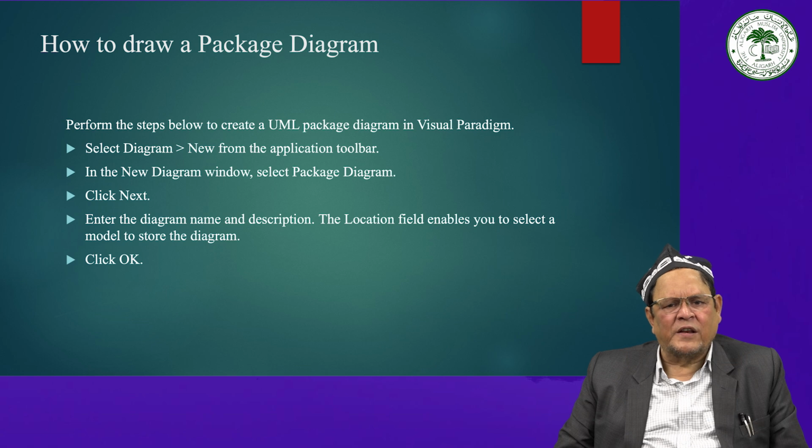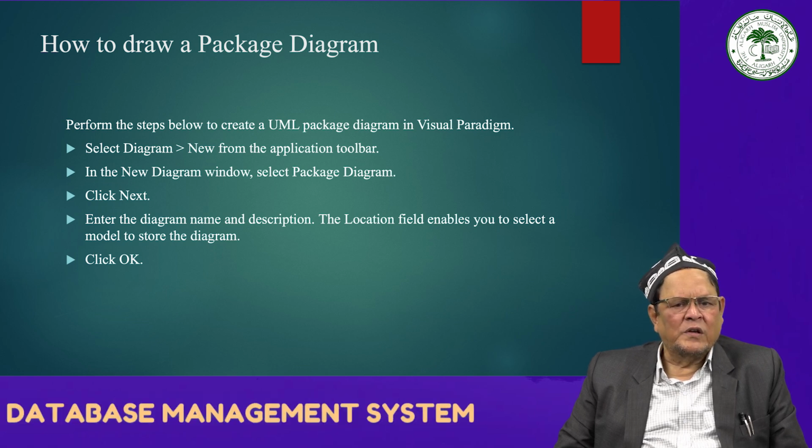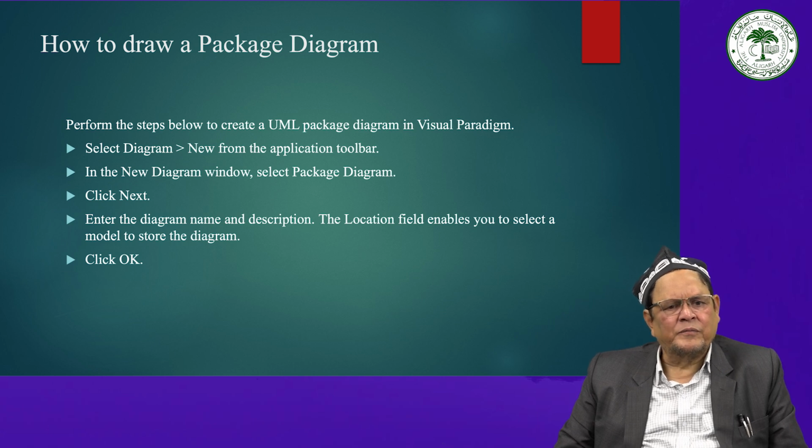How to draw a package diagram? Perform the steps below to create a UML package diagram in Visual Paradigm. Select Diagram, New from the application toolbar. In the New Diagram window, select package diagram. Click Next. Enter the diagram name and description. The location field enables you to select a model to store the diagram. Click OK. So these are the steps to draw a package diagram.